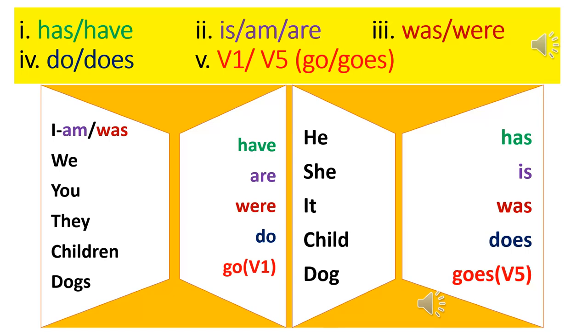Everybody sing. Was and were! 1, 2, 3, go. I was, we were, you were, they were, children were, dogs were, he was, she was, it was, child was, and dog was.